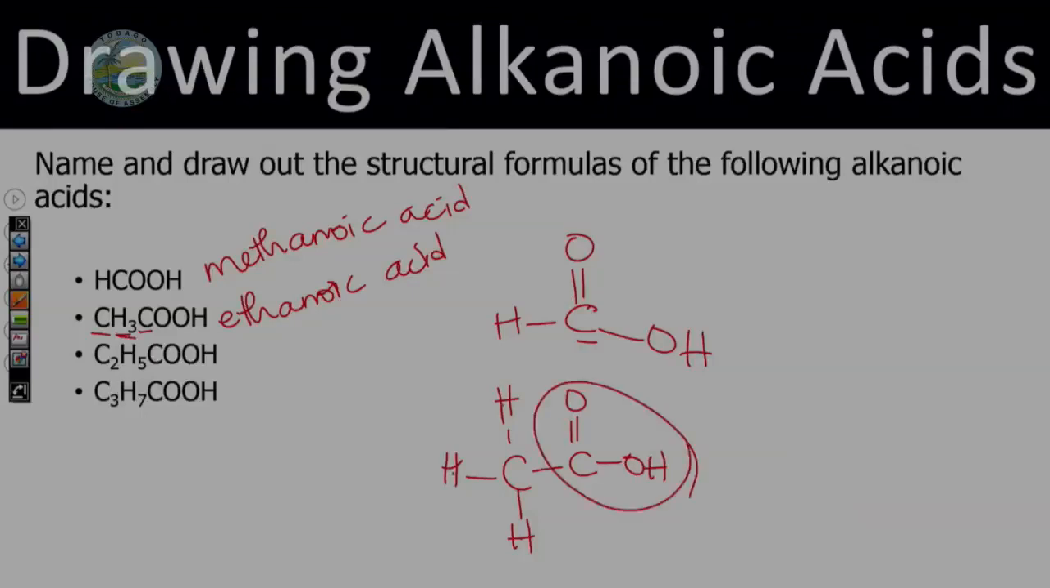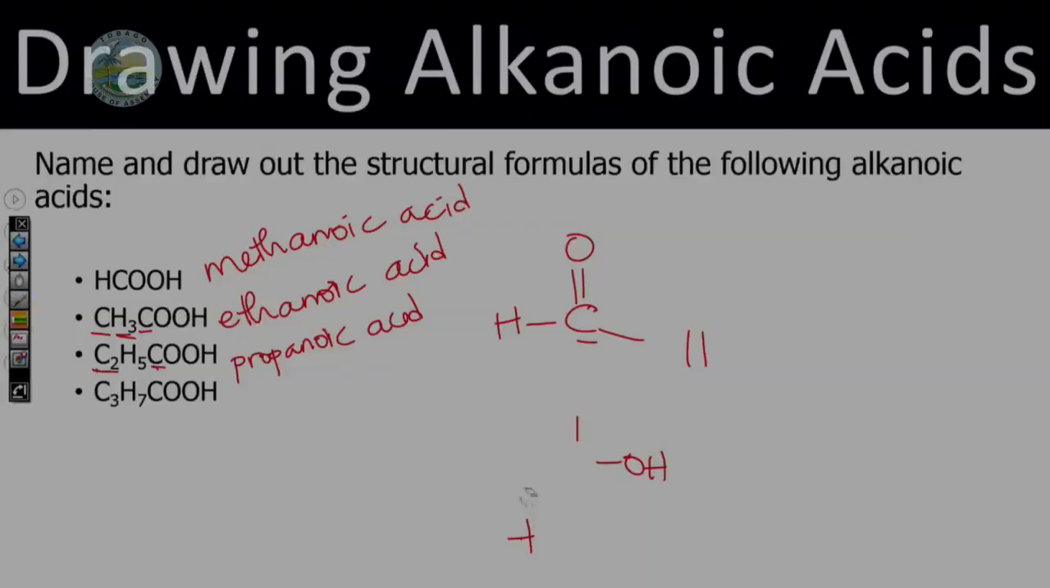So let's look at the next one, C2H5COOH. So there are 2 plus 1, there are three carbons present, so we will call this propanoic acid. So being propanoic acid, how are we going to draw this particular one?